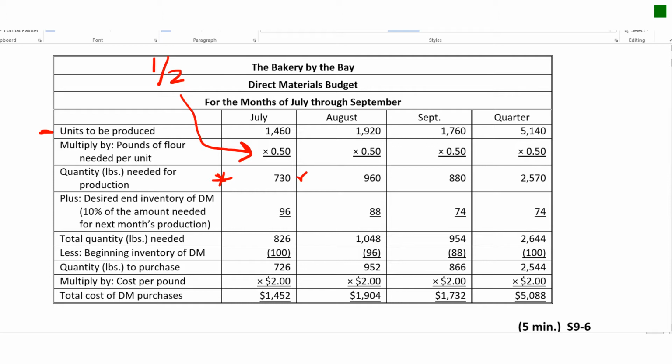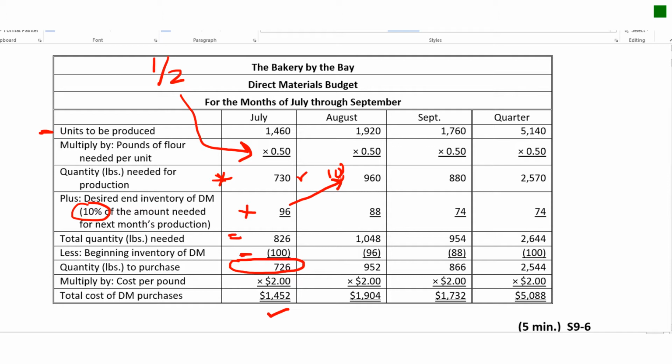And then here we get to that desired ending inventory, which it says is 10% of the following month's production. So you would basically take 10% of the 960. That would be the August number once you've converted it. You'd get ending inventory of 96. You're going to add that. That's the total needs. They already told you that the beginning inventory was 100, so you subtract out that. So the amount you're going to need to purchase is right there at 726 at $2 per pound. Your total purchases in terms of cost for the month of July will be 1,452. And you simply just follow this along for each month.